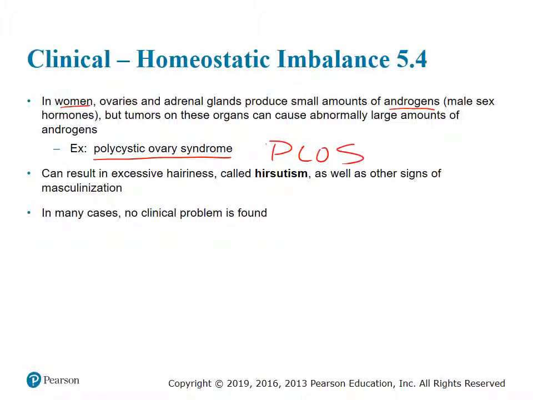PCOS. And in PCOS, because there are a lot of impacted oocytes or mature eggs, and they don't get secreted regularly on a monthly, 28-day cycle, they stay in the ovaries as mature eggs. They actually produce and secrete androgens, male sex hormones, and females also produce male sex hormones.